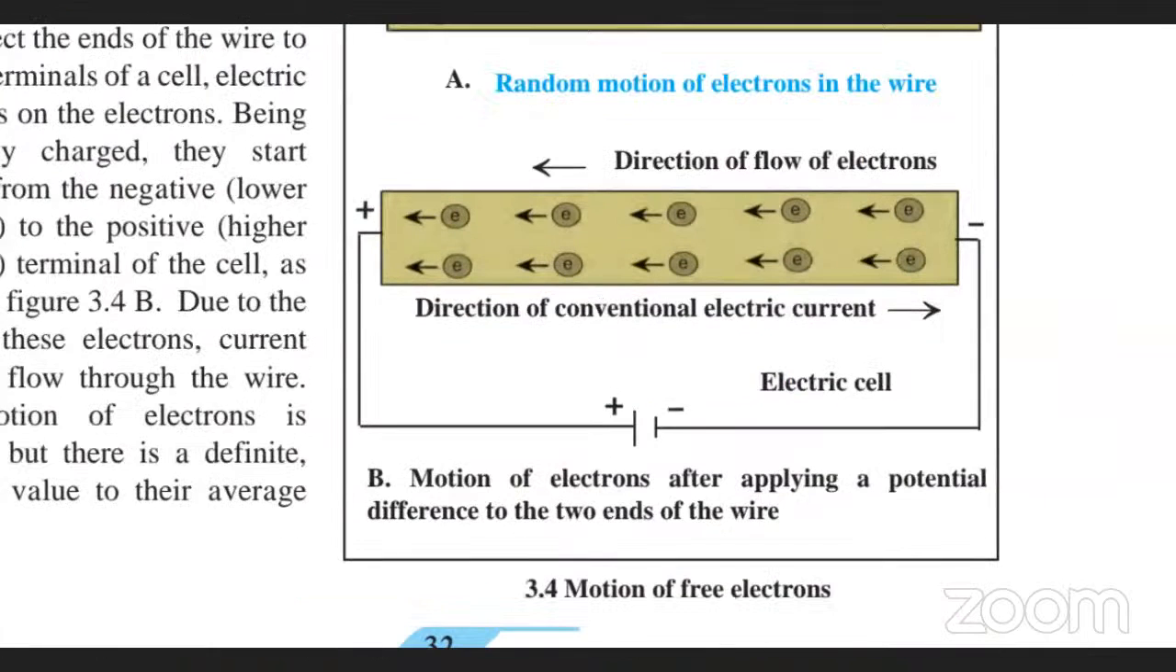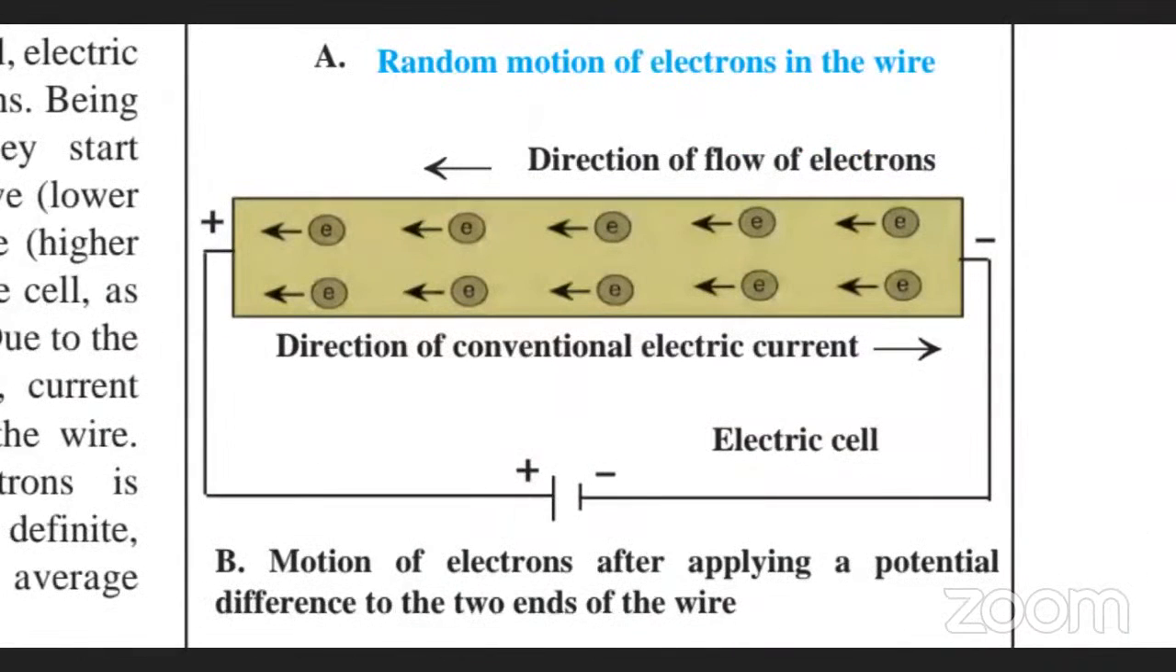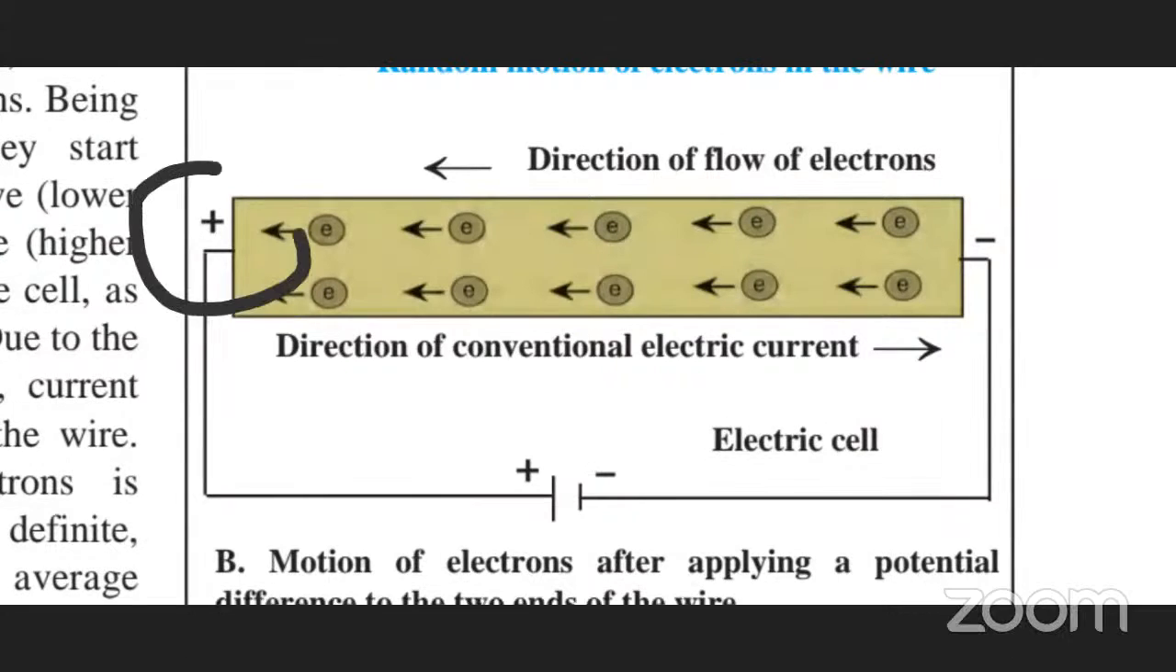But when the current is applied, what will happen? The electrons are arranged in a particular direction, meaning all electrons are moving towards the positive side. This is the positive side, this is the negative side. When electricity is applied, since electrons are negatively charged, they are attracted towards the positive end, and so they start moving in that direction.